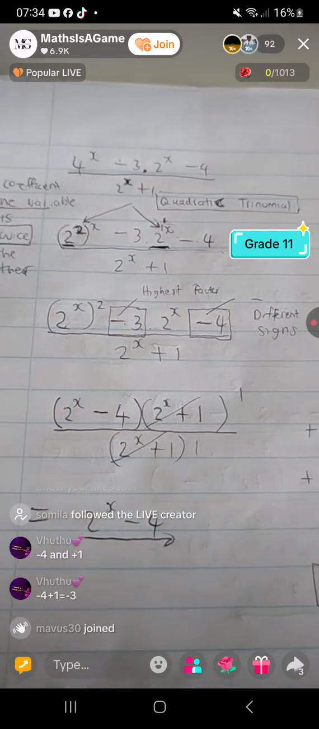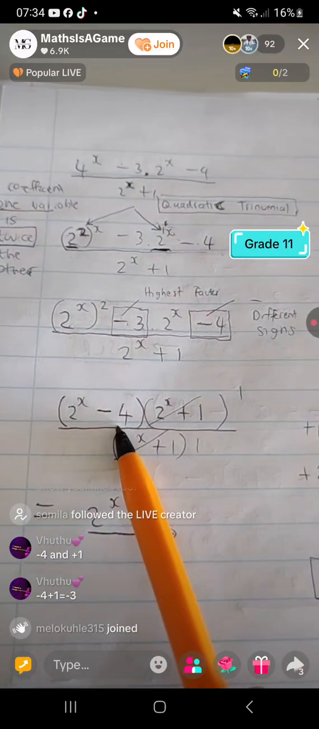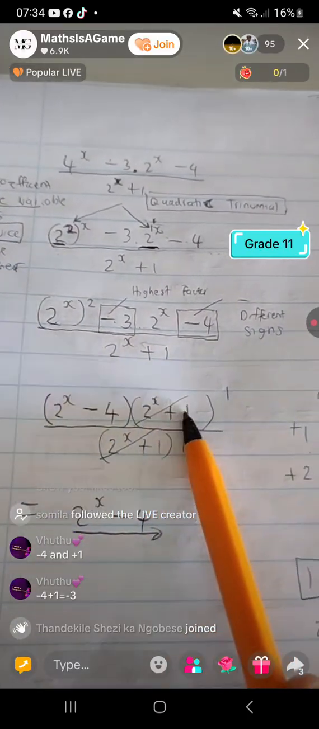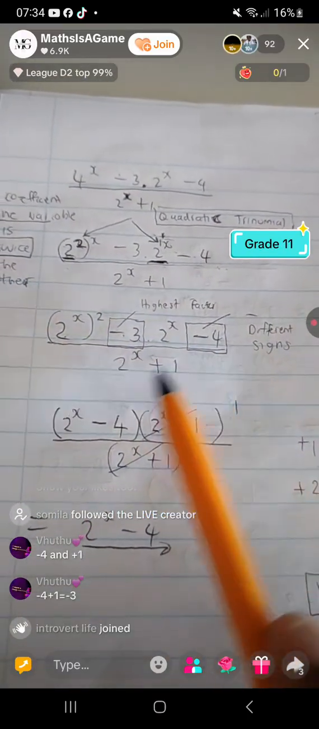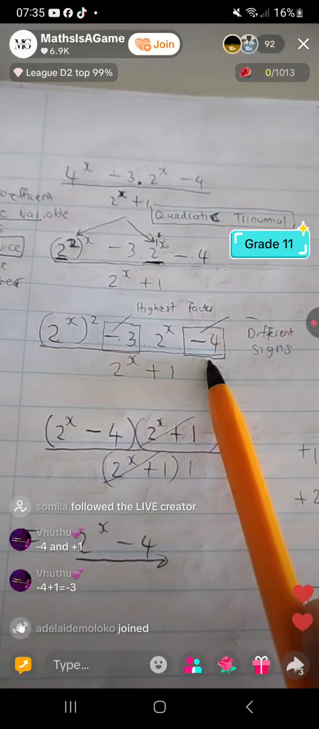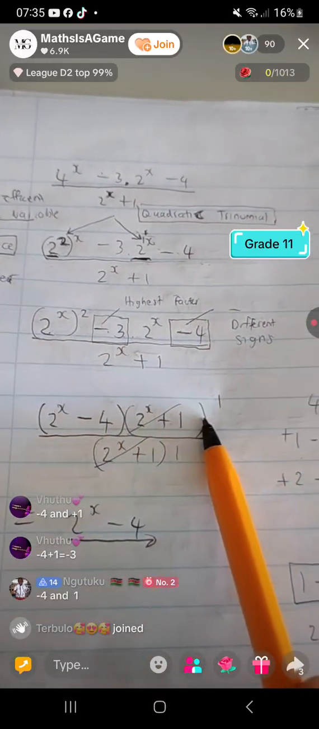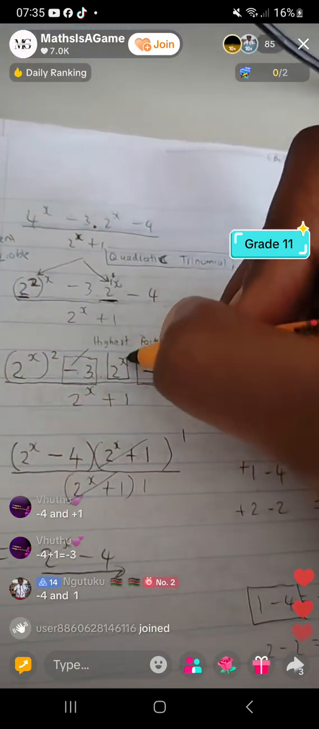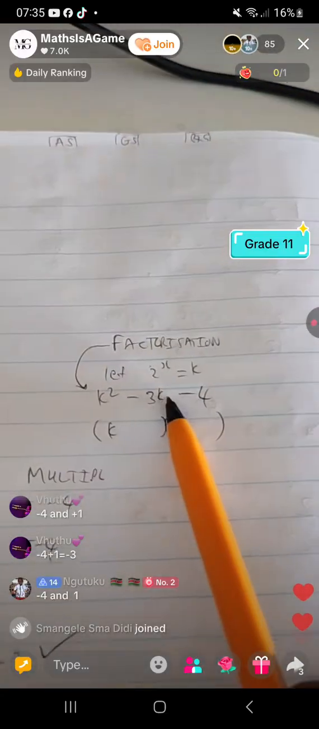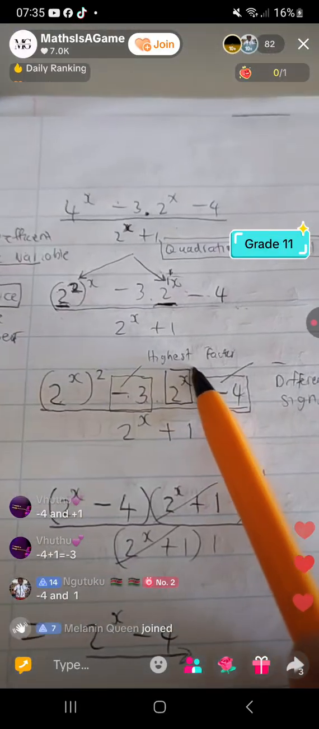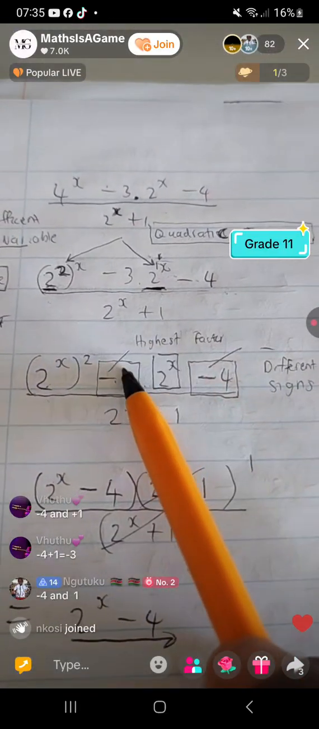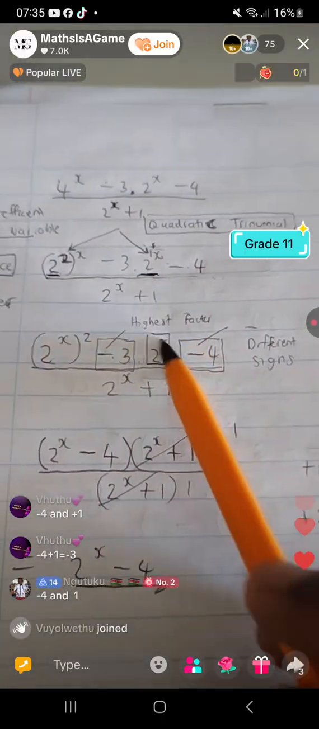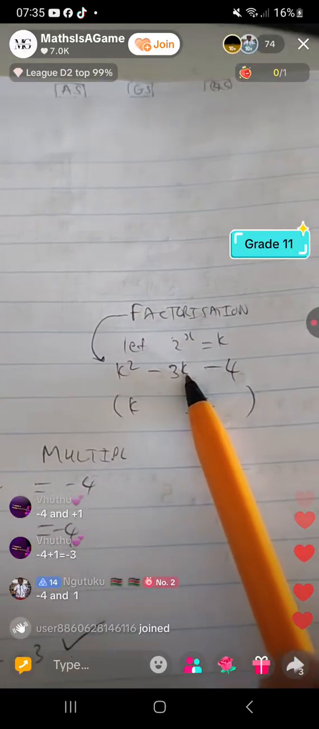And yes, Vutu, the factors are -4 and +1. When you multiply -4 and +1, you get -4. The multiplication must give you the last term. The addition must give you the coefficient. Remember, this is like your k. This is treated like a variable. This whole entire thing is like a variable. This here is the number multiplied to the whole entire variable. It's like k. Does that make sense?